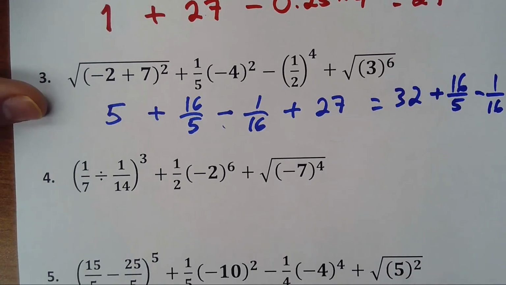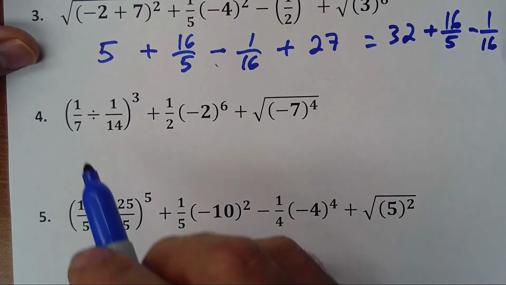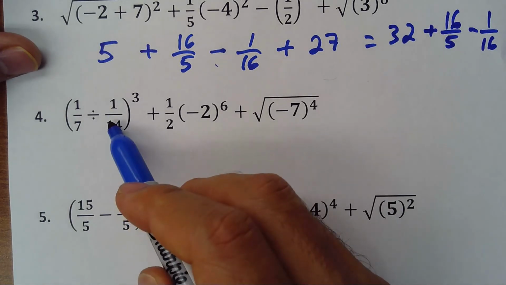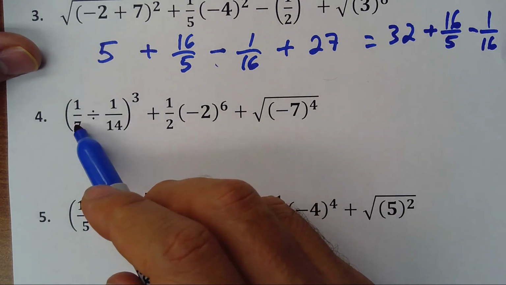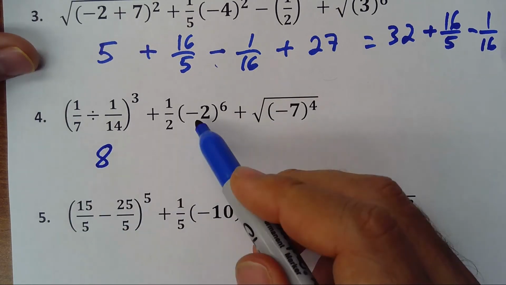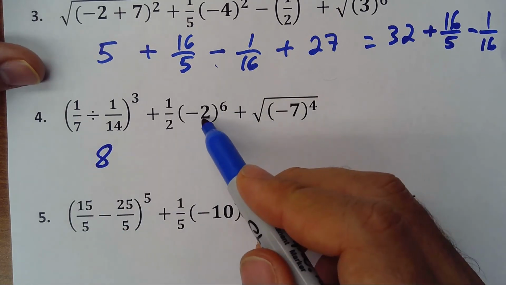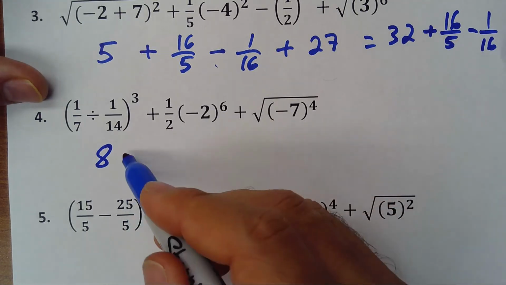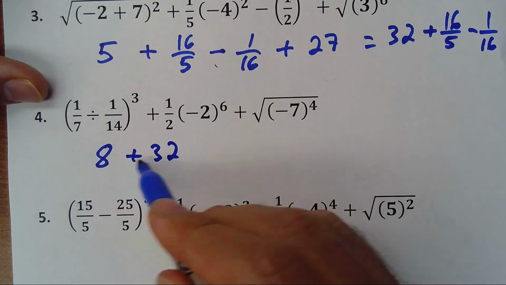Okay, so let's continue. I have here a division. I have to flip the second fraction. It will be 14 on top, 7 on the bottom. That will be 2. 2 to the third is 8. So this one here is 8. Negative 2 to the 6th, that will be 64 divided by 2, 32. Plus 32, so that will be 40.